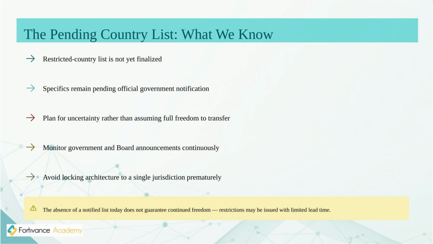Why am I emphasizing the uncertainty rather than glossing over it? Because in compliance, pretending to know something you don't is dangerous. The responsible approach is to understand clearly what's settled and what's still pending and to plan accordingly. What we do know is the structure. The government holds the power to designate. The approach leans toward permitting transfers except where restricted, and notifications are the mechanism.